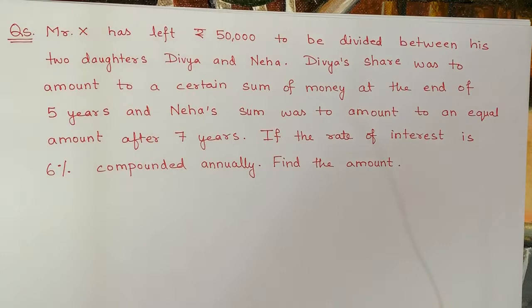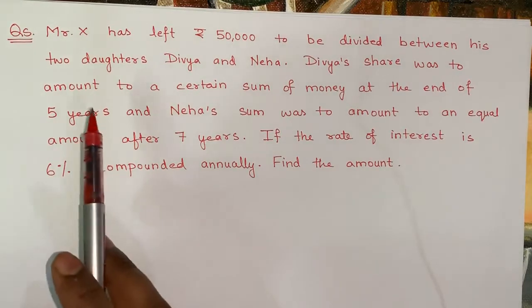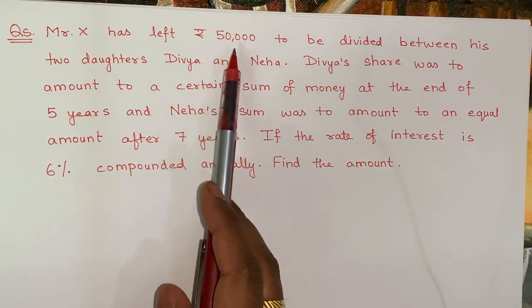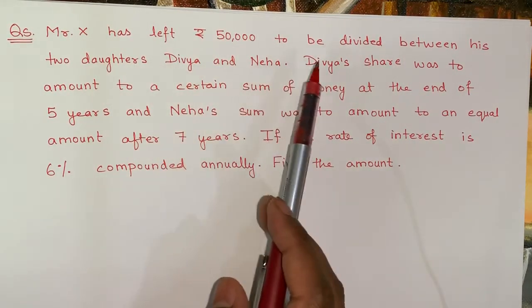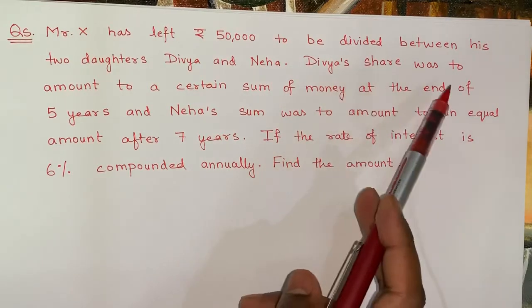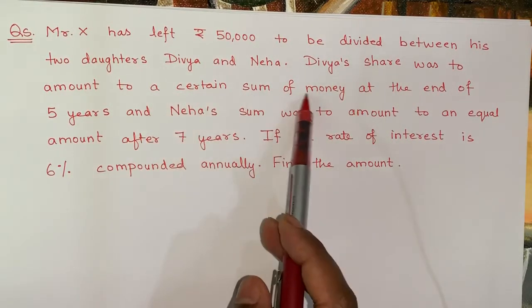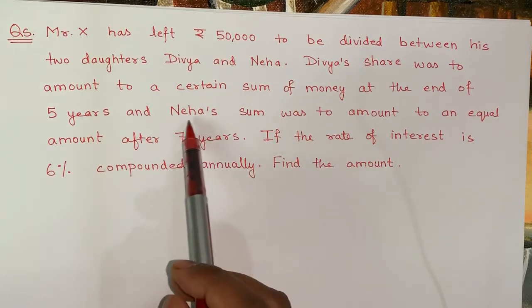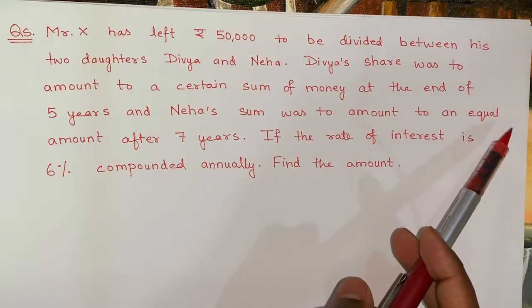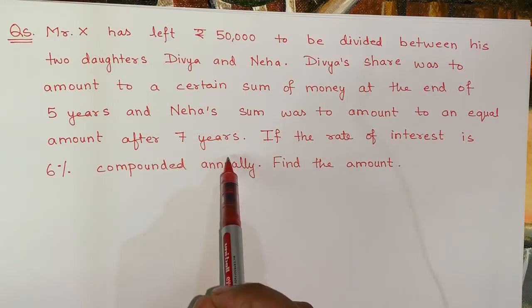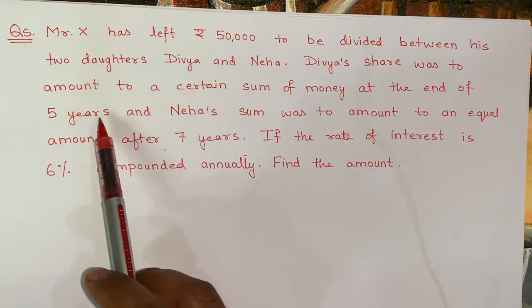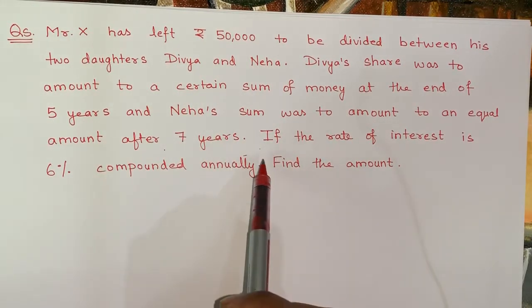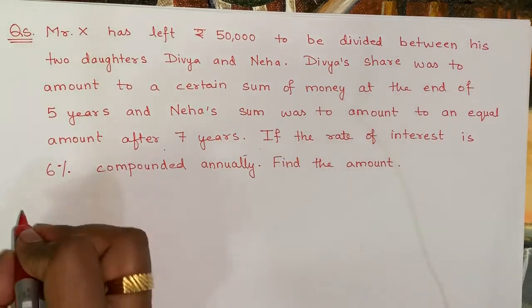So let's try to understand the concept of present value by a practical question. Now, the question here states that Mr. X has rupees 50,000 which he has divided between his two daughters, Divya and Neha, and the same is being invested somewhere which amounts to a certain sum of money at the end of 5 years. Neha also invests the amount somewhere which gives an equal amount after 7 years, which means that both Divya and Neha would be getting equal amounts after 5 years and 7 years. We need to find out what the amount is. So let's solve it.